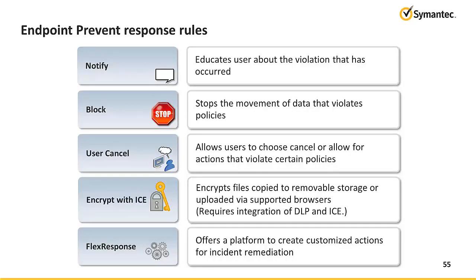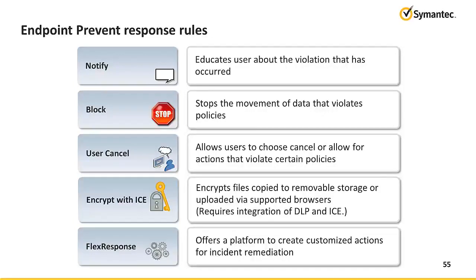The Endpoint Prevent Notify response rule educates the user about the violation that has occurred, but does not block or stop movement of the data. This rule creates an on-screen notification, such as a pop-up window, that contains information about the violated policy. The user must provide a justification for the action. The Endpoint Prevent User Cancel response rule lets users allow or cancel actions that violate certain policies. In addition, the user must provide a justification for the action. An incident is created no matter which choice is made.